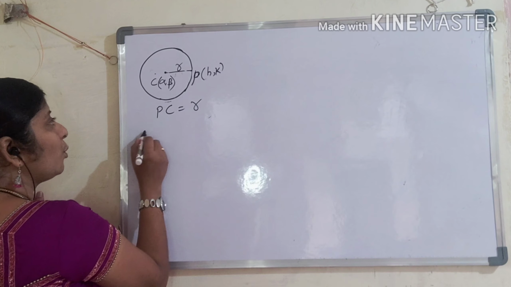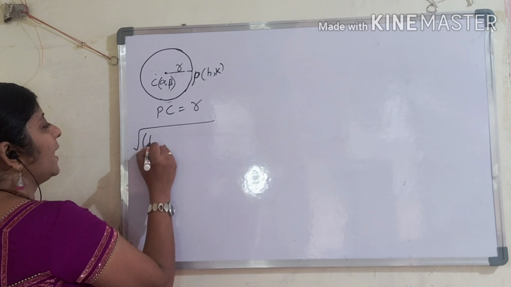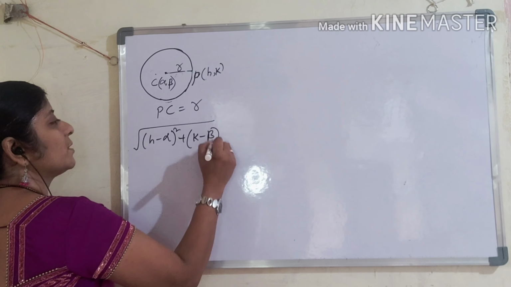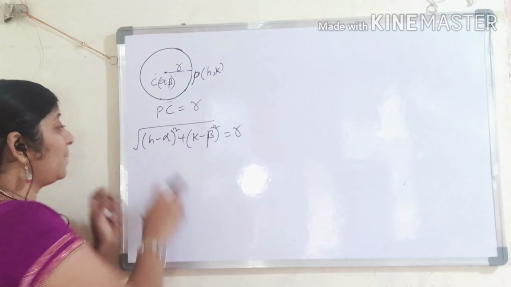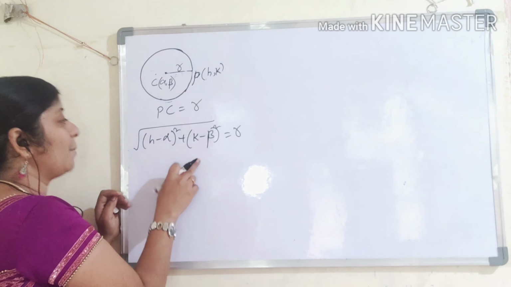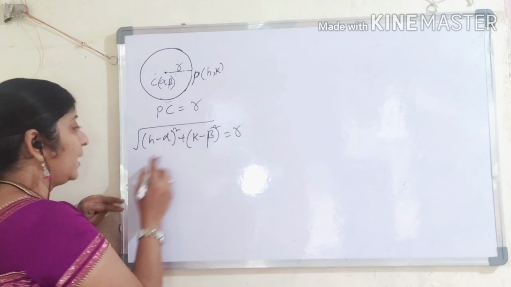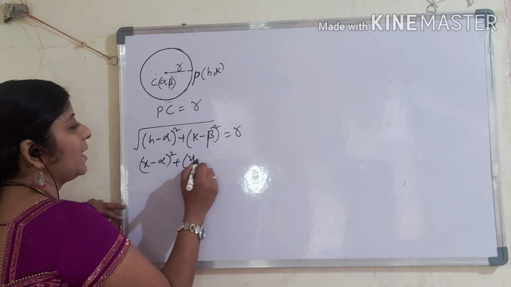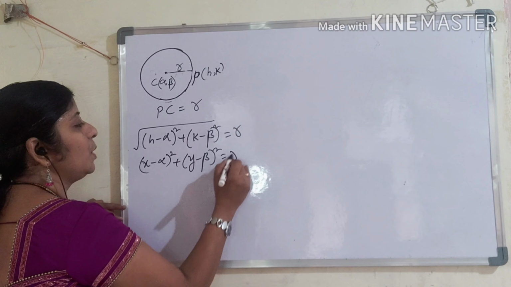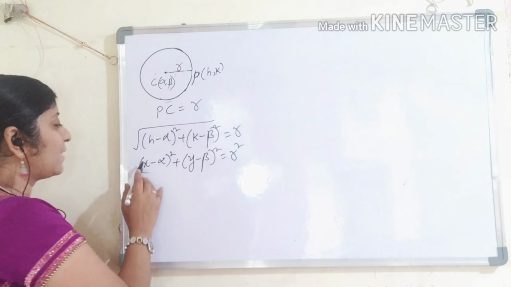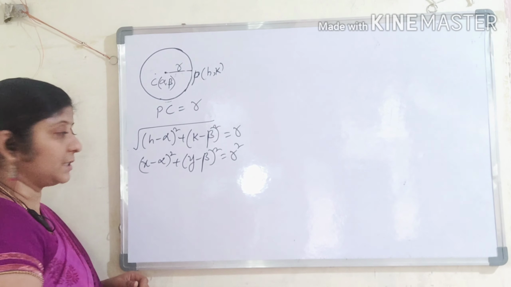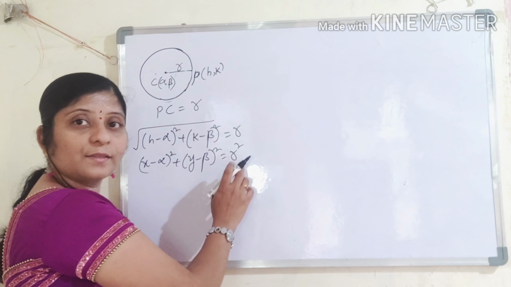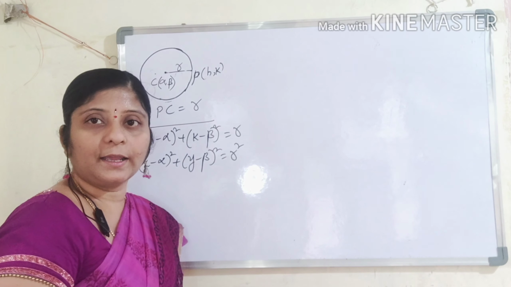The distance between the two points PC is the square root of (h minus alpha) whole square plus (k minus beta) whole square, which is equal to r. By replacing h comma k with x comma y and squaring on both sides, we get (x minus alpha) whole square plus (y minus beta) whole square is equal to r square, where x comma y is a moving point, alpha comma beta is the center of the circle and r is the radius of the circle.